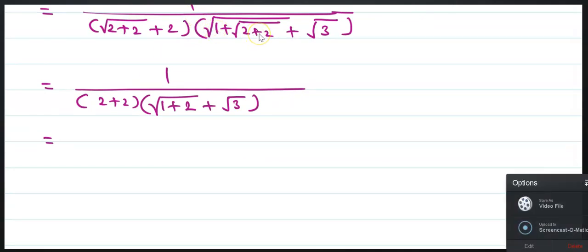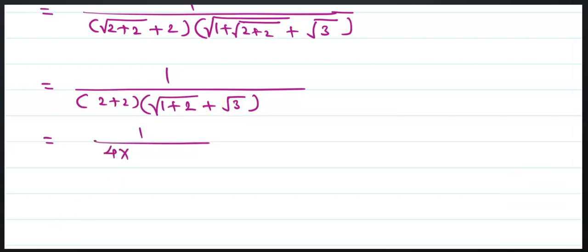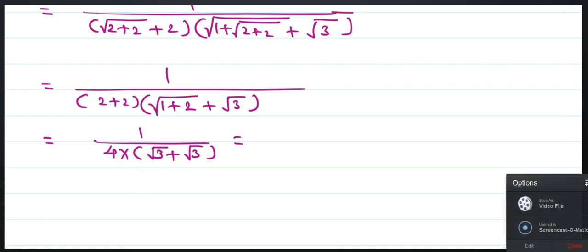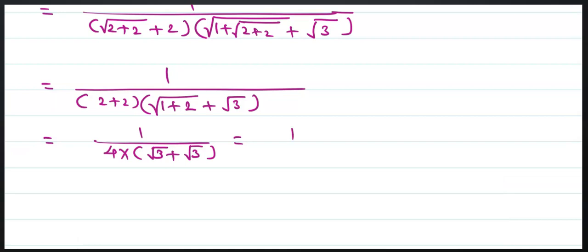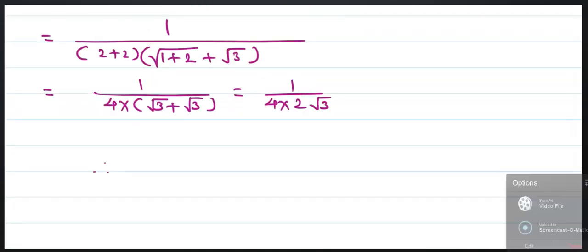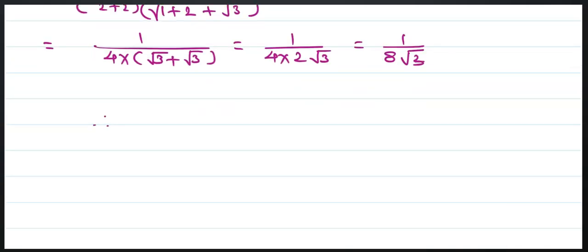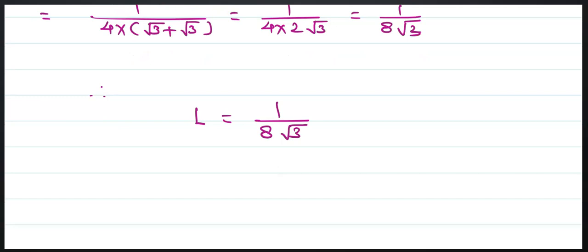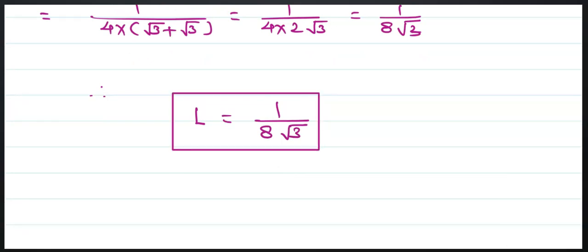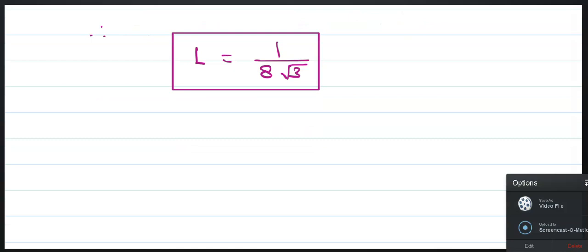That is 2 plus 2, 4. So root of 4 is 2, therefore 1 plus 2 is 3. Root 3 plus root 3, that is 2 root 3. So 1 upon 8 root 3. See this answer. Therefore, the limit L is equal to 1 upon 8 root 3.